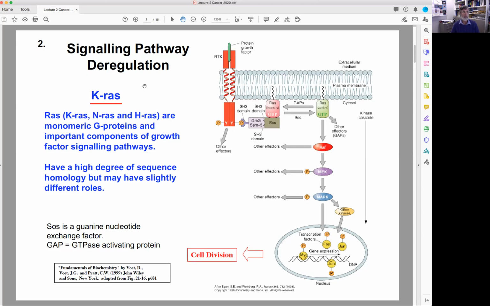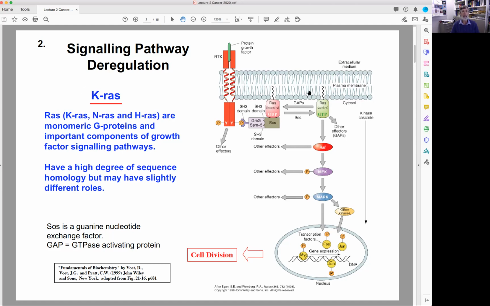So the first pathway we're looking at involves KRAS. So RAS, there's different forms. So there's KRAS, NRAS, and HRAS. And they're a small family of proteins, but they are all monomeric G proteins and important components of growth factor signaling pathways. The three of them have a high degree of sequence homology, but may have slightly different roles. But as I say, today we're concentrating on KRAS.